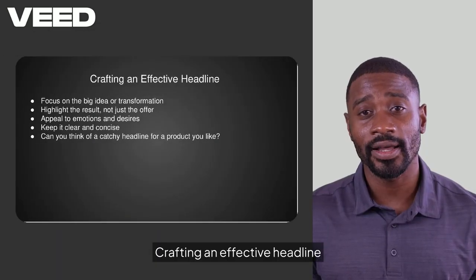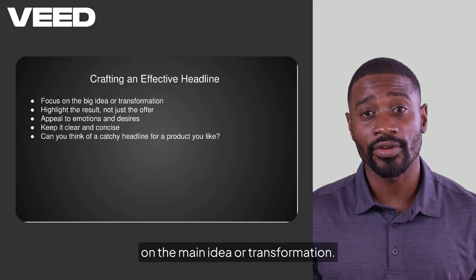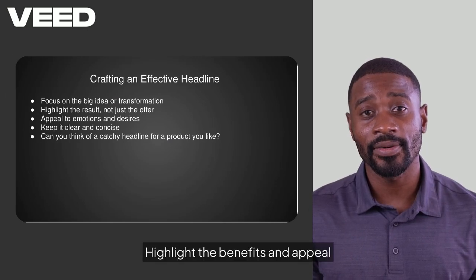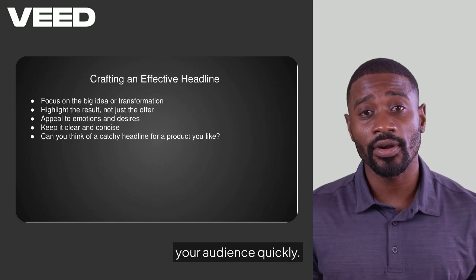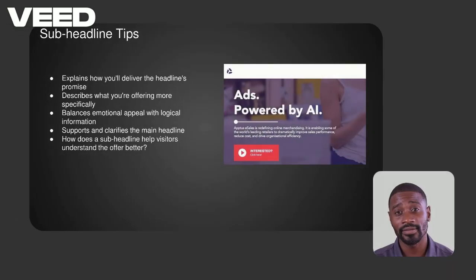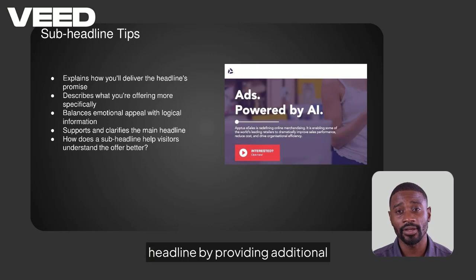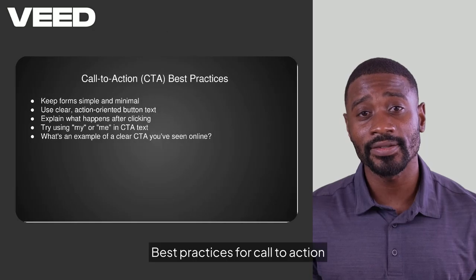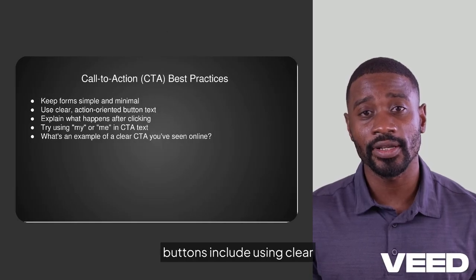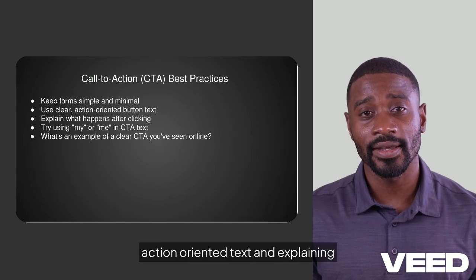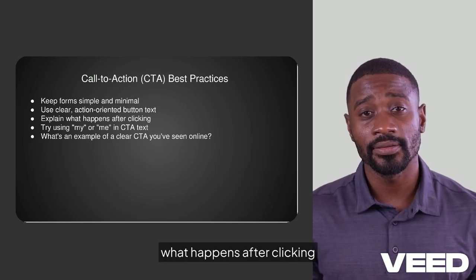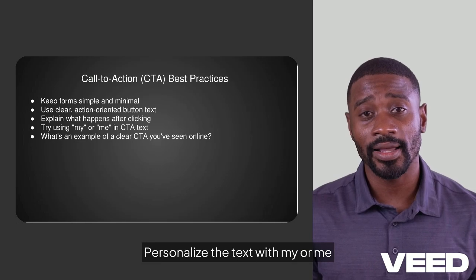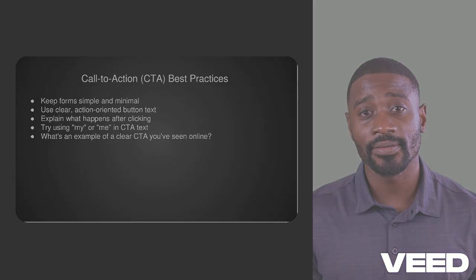Crafting an effective headline involves focusing on the main idea or transformation. Highlight the benefits and appeal to emotions to engage your audience quickly. Subheadlines support the main headline by providing additional details. They balance emotional appeal with logical information, helping visitors understand the offer better. Best practices for call to action buttons include using clear, action-oriented text and explaining what happens after clicking. Personalize the text with "my" or "me" for better engagement.